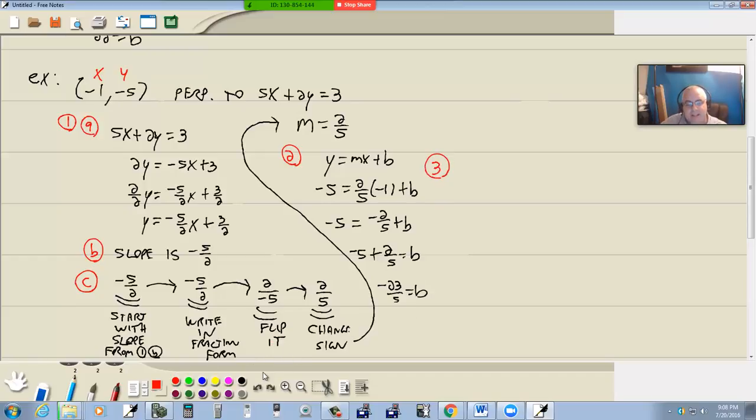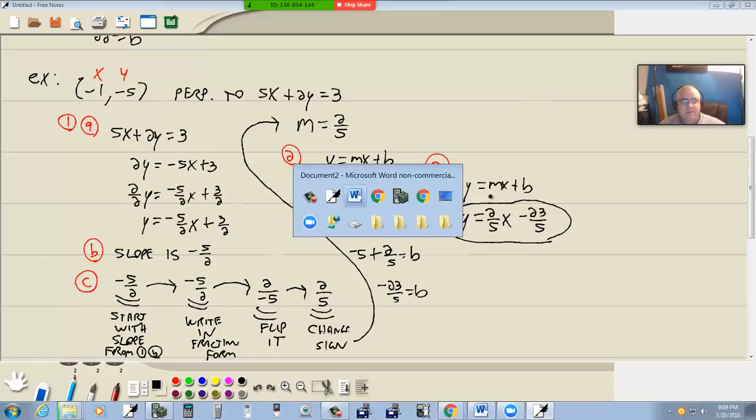Now we can't forget step 3 to actually write our answer down. So we're going to plug in our m from step 1c, which we said was 2/5. And we'll plug in b from step 2, which is negative 23/5. And that's our answer.